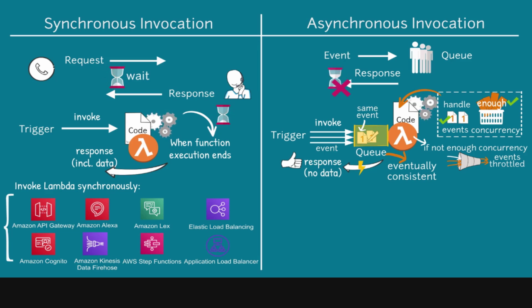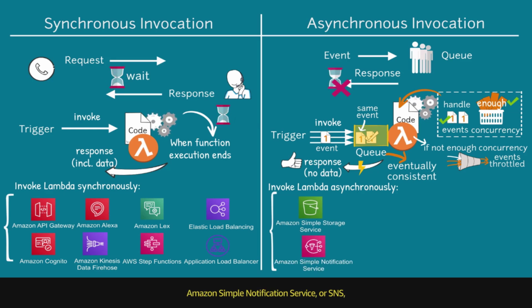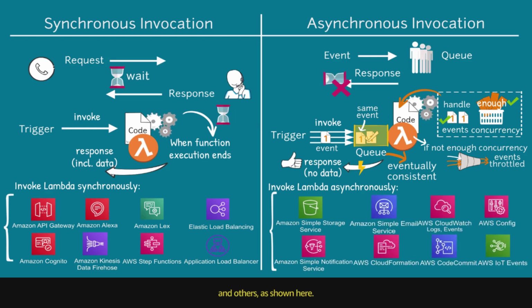Here are some examples of the services that invoke Lambda functions asynchronously. This includes services such as Amazon Simple Storage Service, S3, Amazon Simple Notification Service, SNS, and others as shown here.